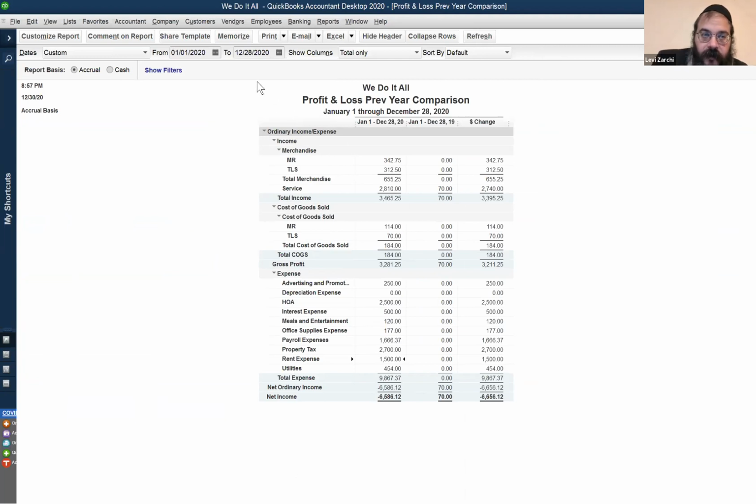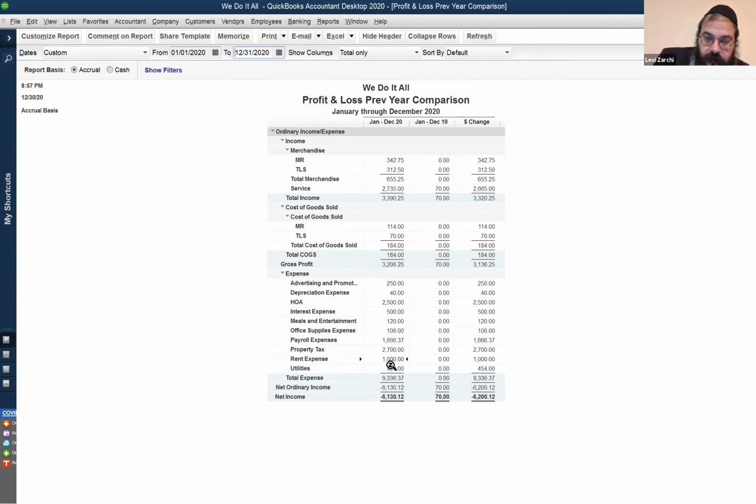Oh, you see here? We're still on 1228, so it still shows $1,500. If I would press R, the $1,500 would go down to 1,000. The 177 would go down to 106. Let's refresh it. 1,000 and 106. Beautiful, amazing.